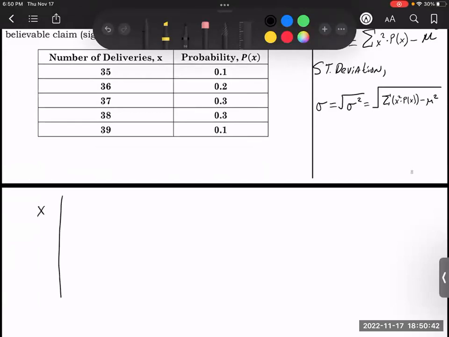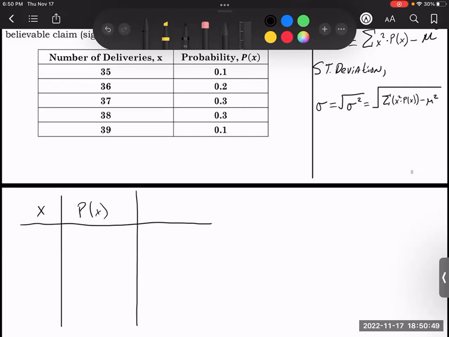Okay, so you have your three columns. You're going to have three columns here for the mean, right? You're going to have x, you're going to have its probability, p of x, and then you're going to do x times p of x.